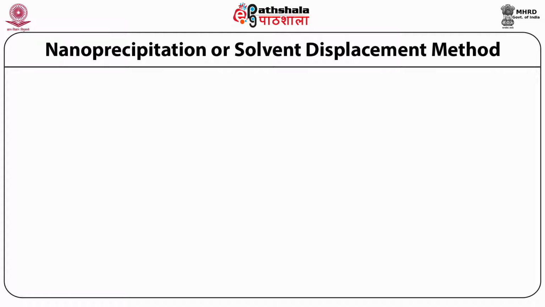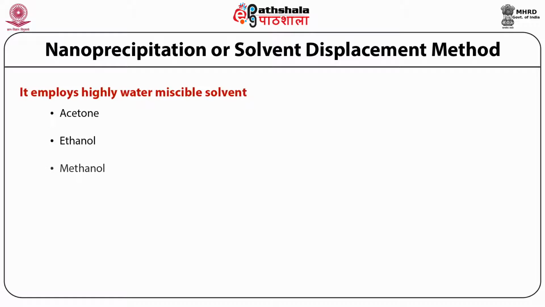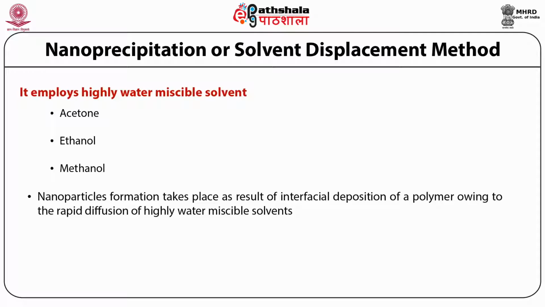Students, now let us see another method for preparation of nanoparticles, that is nanoprecipitation or solvent displacement method. This method also comes under the heading of top-down approach. The main characteristic of this method is that it employs a highly water miscible solvent like acetone, ethanol or methanol. Nanoparticle formation takes place as a result of interfacial deposition of a polymer owing to the rapid diffusion of the highly water miscible solvents.